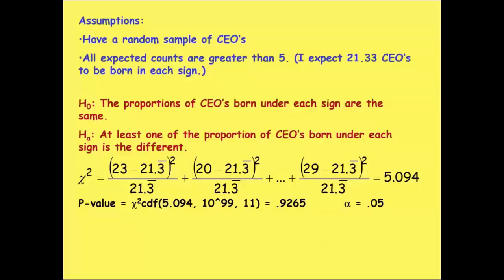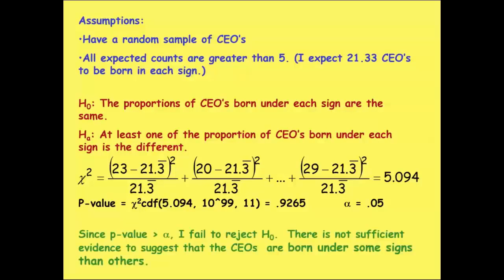So clearly the p-value is greater than alpha. And so our conclusion would be, since the p-value is greater than alpha, I fail to reject the null. There is not sufficient evidence to suggest that CEOs are born under some signs more than others. In other words, birth sign doesn't matter, was what that data tended to show.